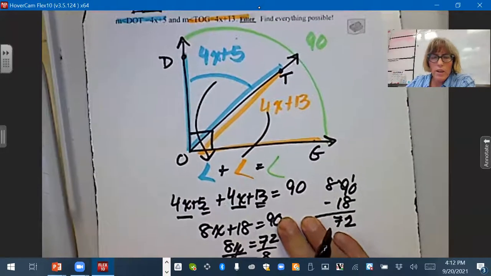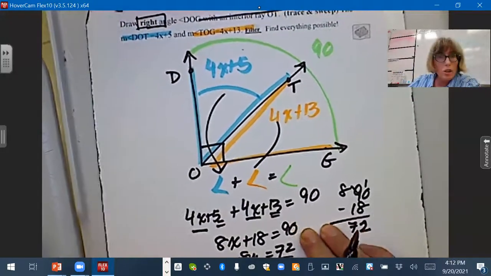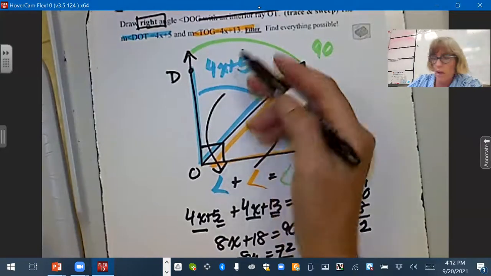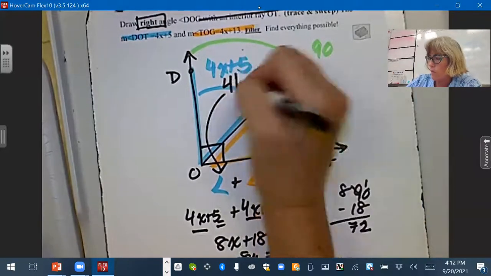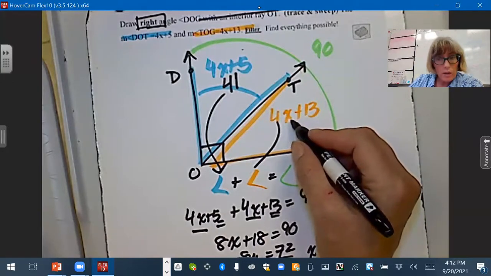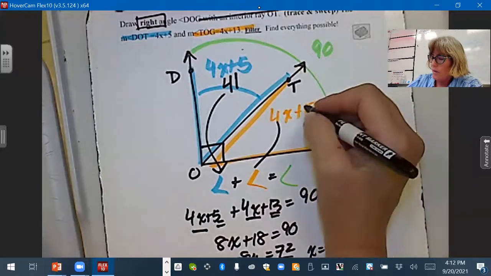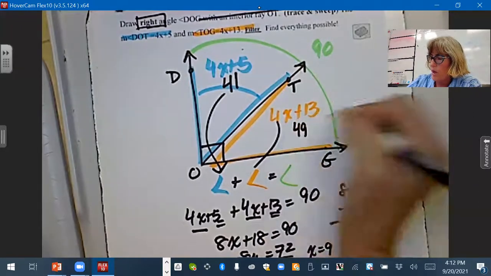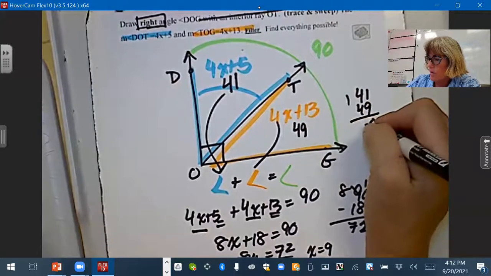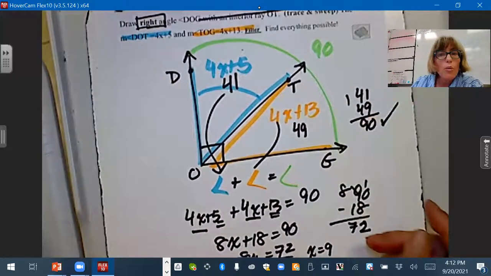Now, once you have that, you want to plug it in and see if it actually works. 4 times 9 is 36 plus 5. That's going to be 41. 4 times 9 is 36 plus 13. It's going to be 49 in the margin. 41, 49. There you go. There's your check.